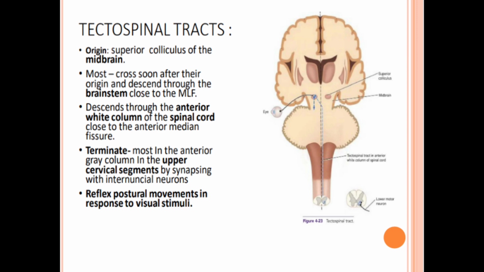And now, as it arises from the superior colliculus, which has a relation with the visual reflex, you can remember that this pathway is responsible for the reflex postural movements in response to visual stimuli.